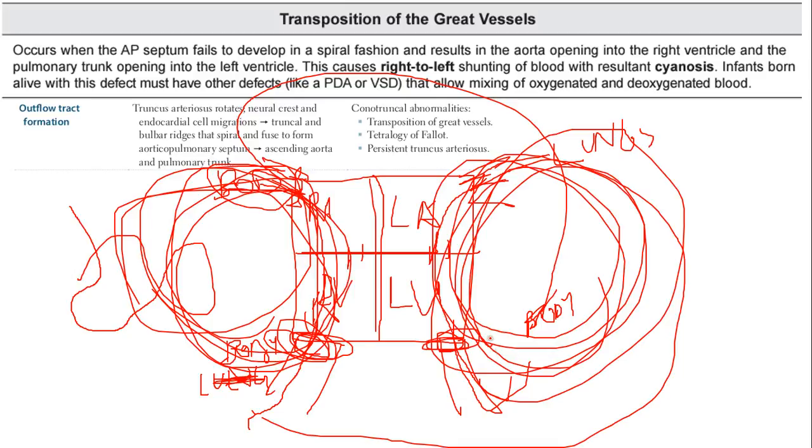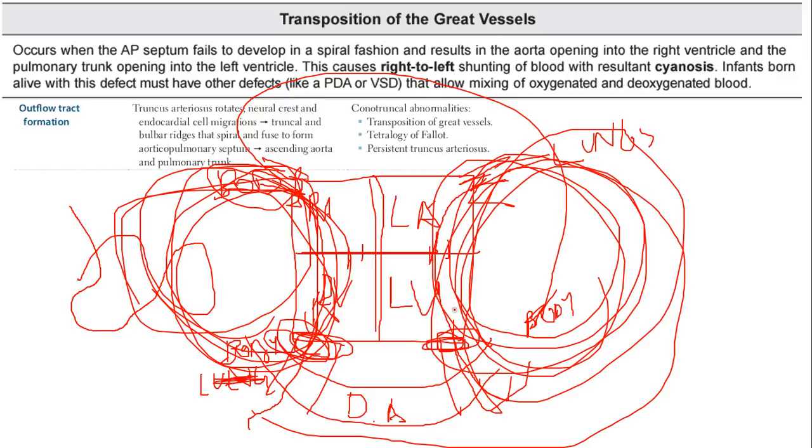The only thing that's keeping them alive is that, while they're a baby, they have something called the ductus arteriosus, and that connects these two tracts together. So when the blood comes down through here, it can go across into the lungs, get oxygenated, and the baby can stay alive.